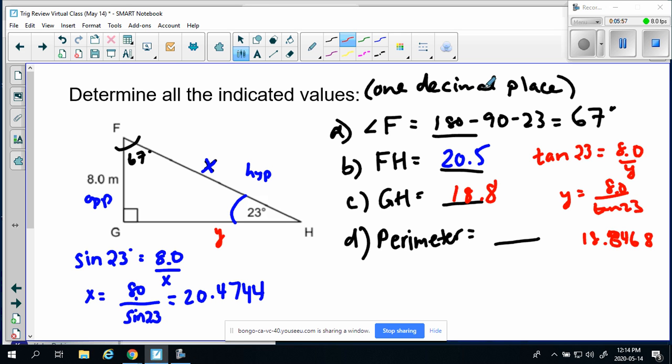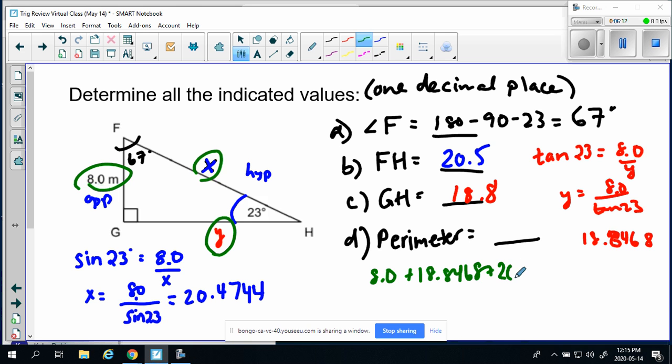So 18.8. And then the perimeter is the distance all the way around. So it would be this plus this plus this. So I'm going to take 8 and then I'm going to add the red value and I'm going to add the blue value.